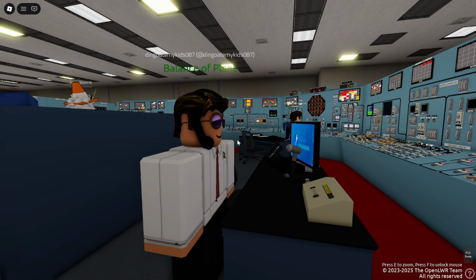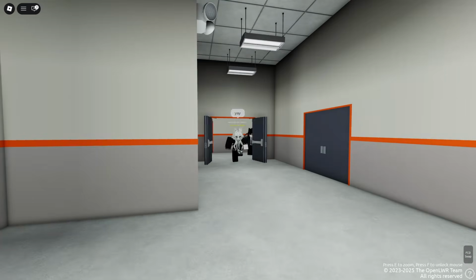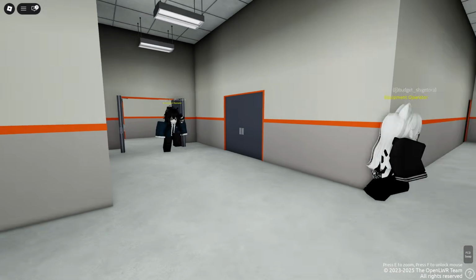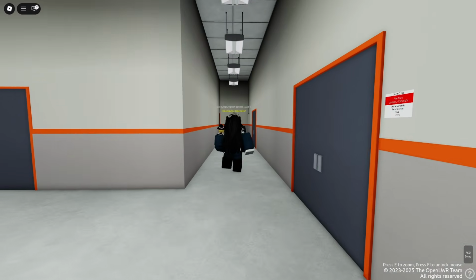Attention to the plant. Attention to the plant. Elsworth Generating Station has declared site area emergency. Accounting for evacuation is in progress. Proceed to your rendezvous points.